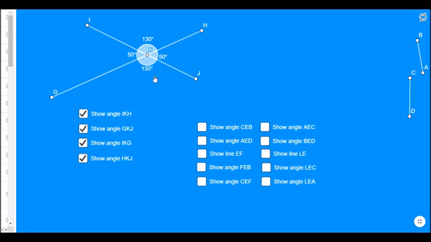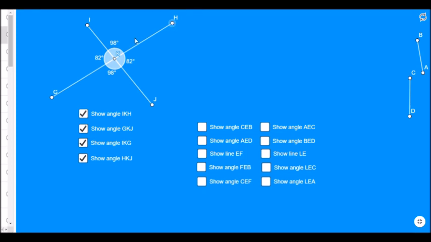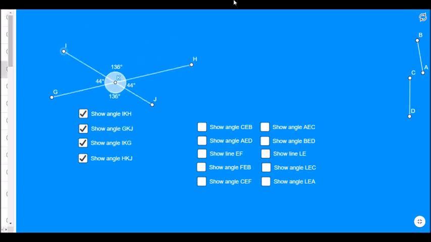Well, we've got a pair of 130s and we've got a pair of 50 degrees. So we call these angles vertically opposite. When you have two straight lines intersecting each other, those opposite angles will always be equal. And I'll show you that's true. No matter how I wiggle around these angles, I'll always have two pairs of opposites. So 98 and 82, I've got those two pairs.